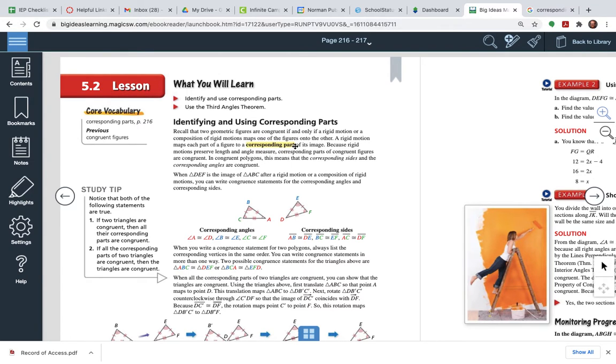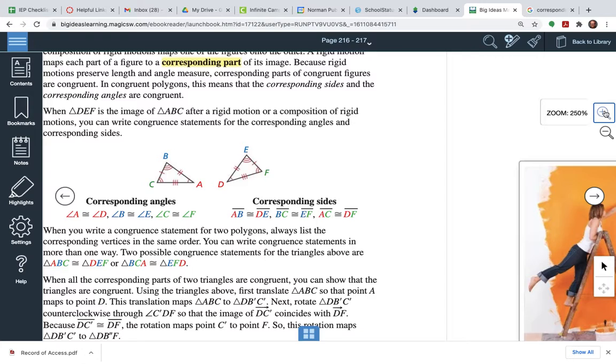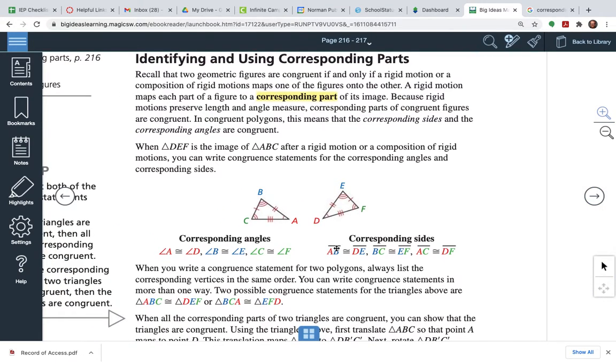Corresponding parts. So you know how we use little hash marks. Let me zoom in way in on this. We use little hash marks to determine congruent parts. So there's one tick mark right here, one tick mark right here. That means that CB is the same as EF. It means they're congruent. Congruent means the same size and shape, right? We're just dealing with line segments, so it's the same size.